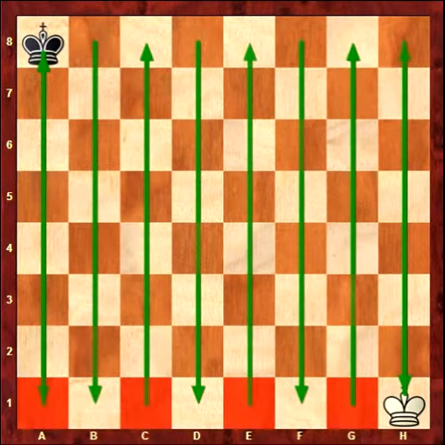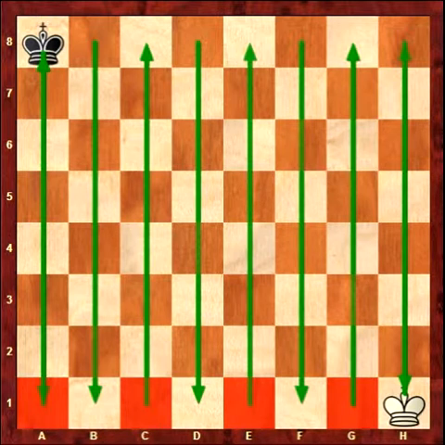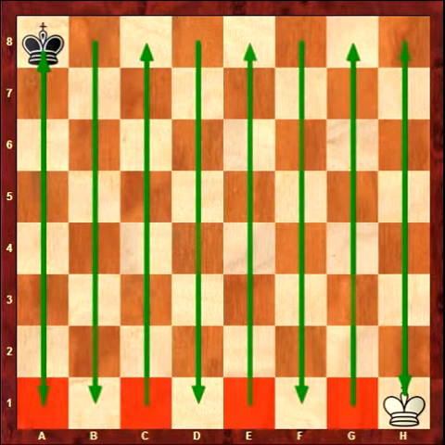So now let us observe the green arrows. Notice that they go up and down. Also notice that we have letters at the bottom going from A to H. Look at the letter A. It has that red color square, right? So now going up, that is called the A file.